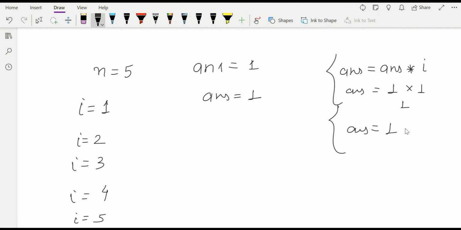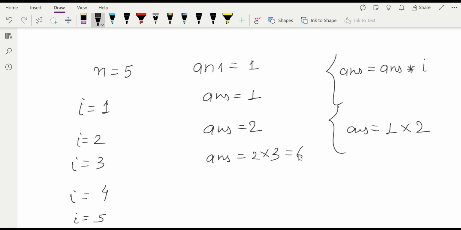answer value is 1 and multiplied by i which is 2. Look at this operation, answer is equal to answer into i, the initial value is 1 and the ith value is 2, so now answer will become 2. In the same way, here we can simply write 2 into 3 which is 6, here 6 into 4 which is 24, and at last answer is equal to 24 into 5 which is 120.